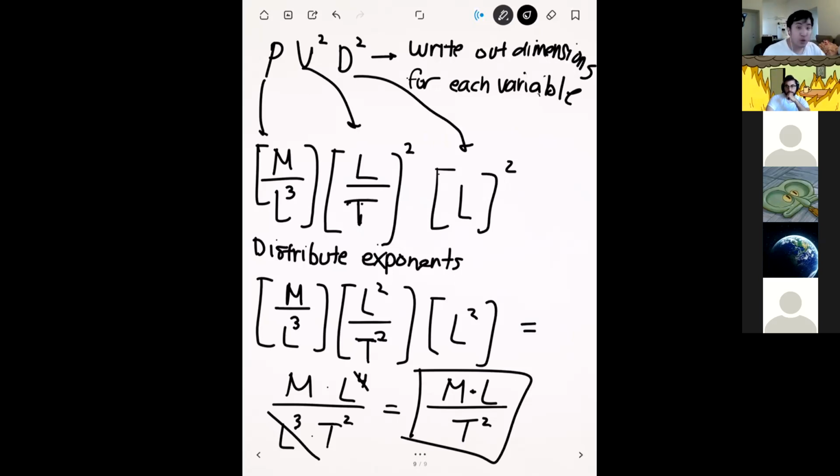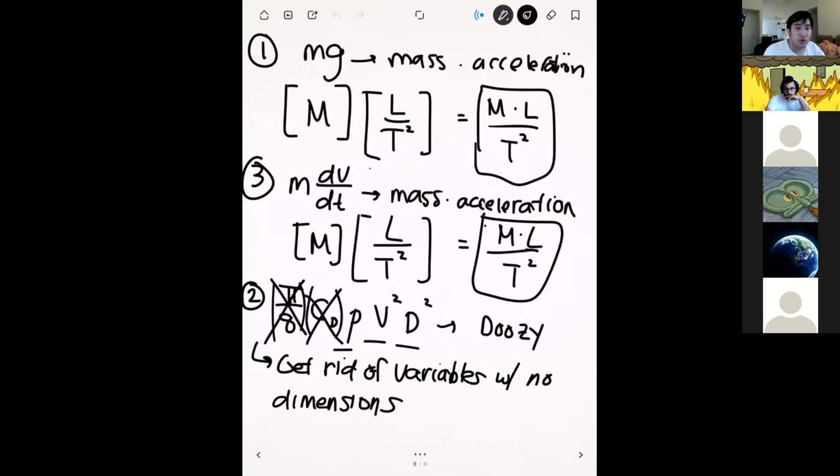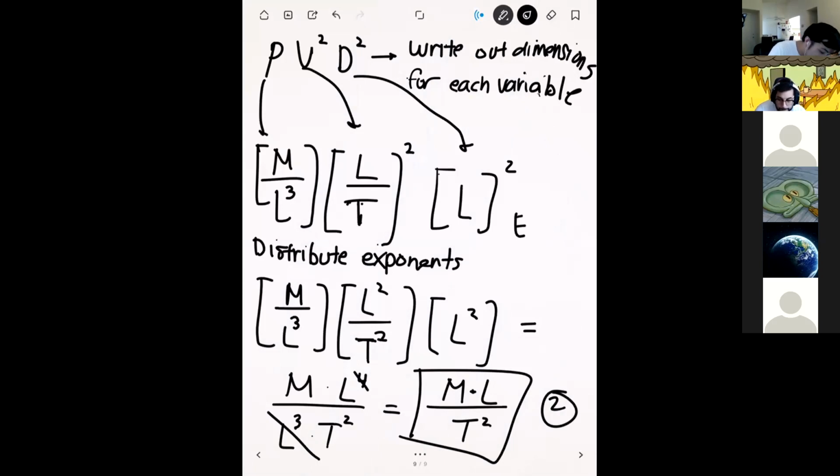Okay, so now that we have the dimensions for all three terms in our equation, let's go ahead and check them. So for the second term, we have m times L over t squared. And if we compare that to terms 1 and 3, we also have m times L over t squared. So everyone is the same. Okay, so if all the terms in your equation have the same dimensions, then we can say that that equation is dimensionally homogeneous. Okay.